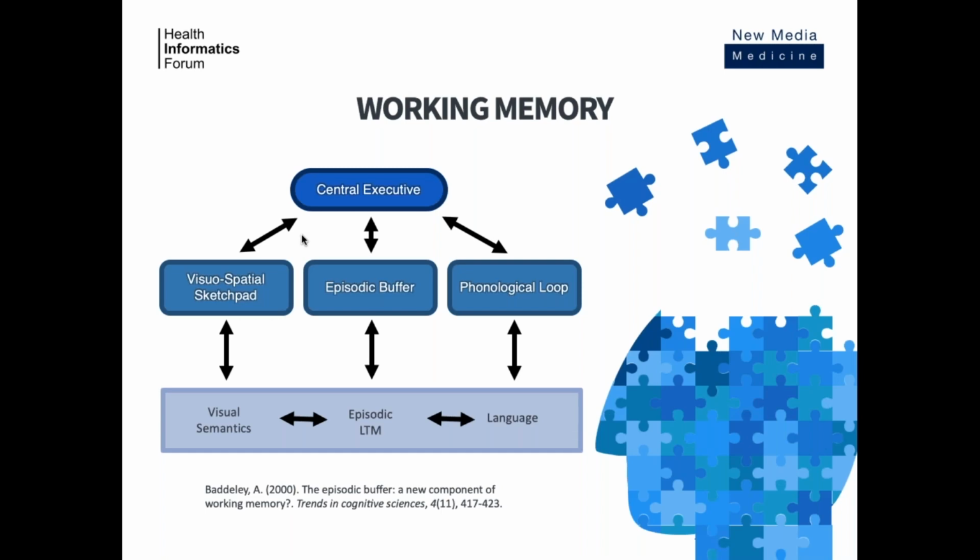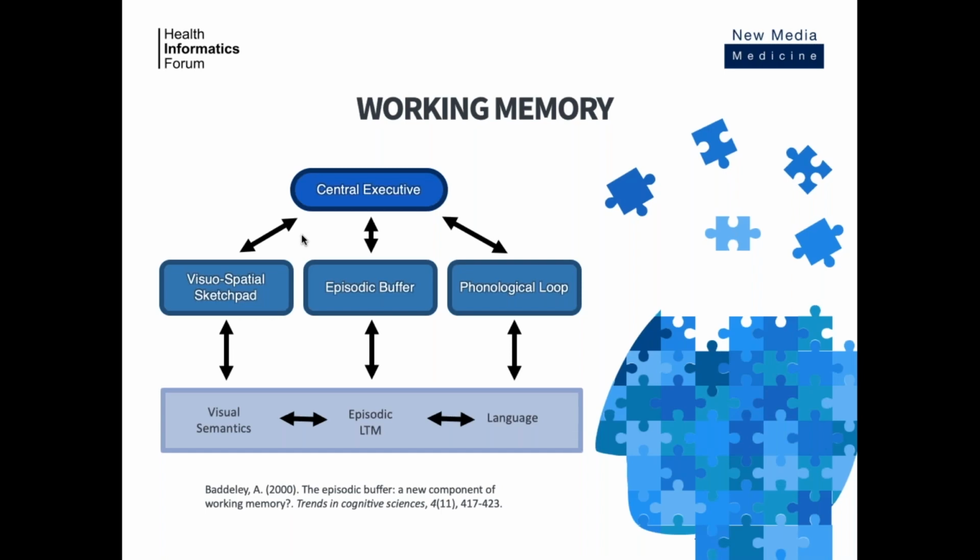So at the overall top of working memory is your central executive. This is the area of your brain that is involved in making decisions and deciding what to do next, and what to think about, and how to pull all the information together.